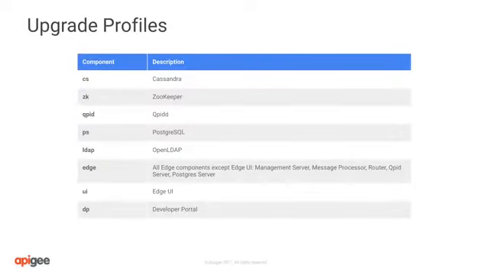Here is a list of the available components you can upgrade. Note that each of the open source components have a dedicated component name. These components are normally upgraded first, and the ordering is important. There is also an Edge component, which includes any Apigee Edge component other than the UI. The UI component targets just the UI. Finally, the DP component is for the developer portal.